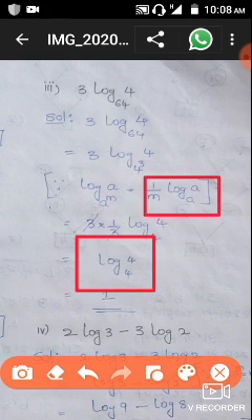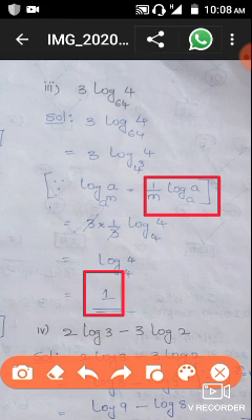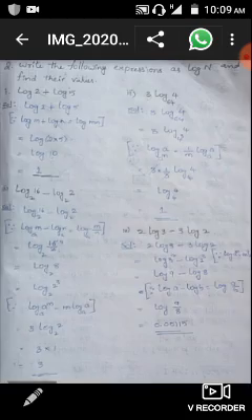So already we know this is in the form of log a base a. The form of log a base a always gives value 1. So we can write next step, the answer is 1. So the value of 3 log 4 base 64 equals 1. So third question completed. Next, fourth question.